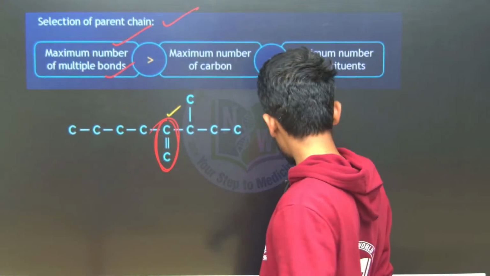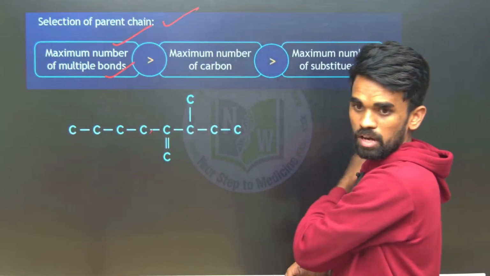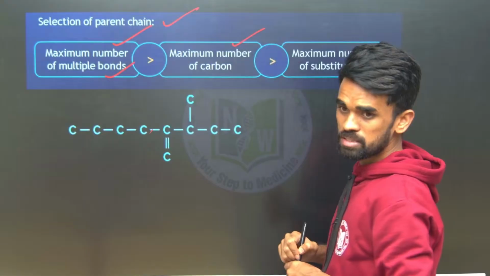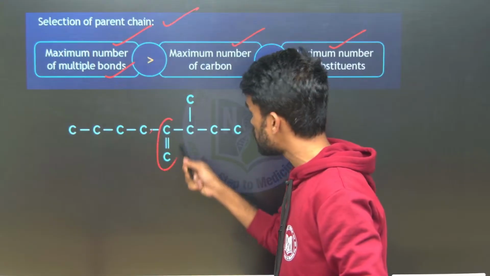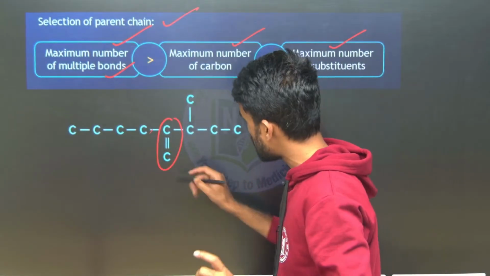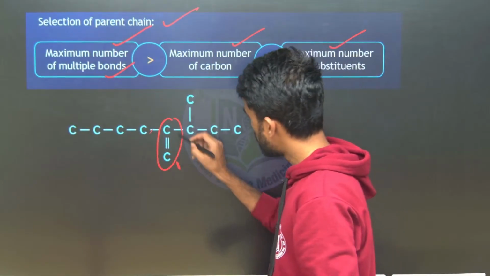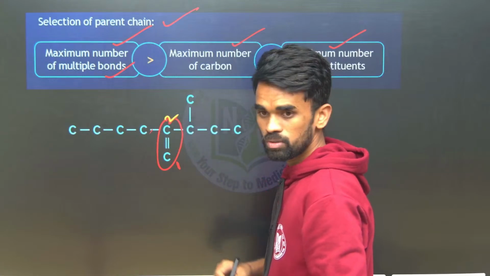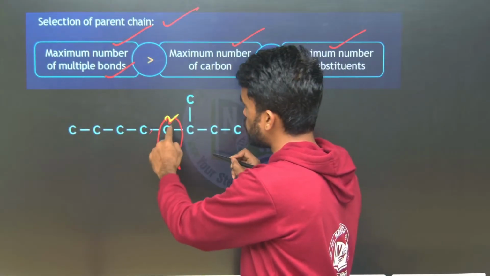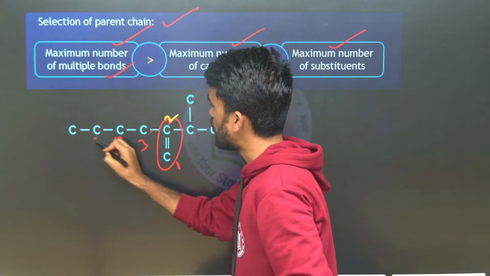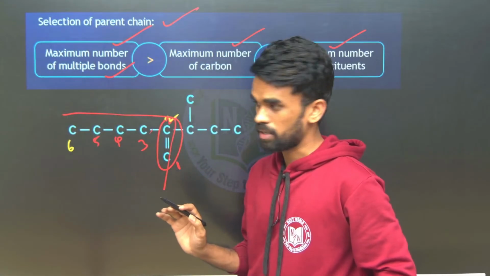So what is our parent chain now, tell me? It's not about counting the number of carbons here. It's not the maximum number of carbons, and it's not the maximum number of substituents. First, whenever you have a double bond, prioritize that. It means you start numbering from the terminal carbon of the double bond. 1, 2. Which side should I go? If I go left side, you get only 1, 2, 3, 4, 5. If I go right side, 1, 2, 3, 4, 5, 6. Now which is the longest one? Yes, so this will be the perfect way of numbering. Is this clear or not?